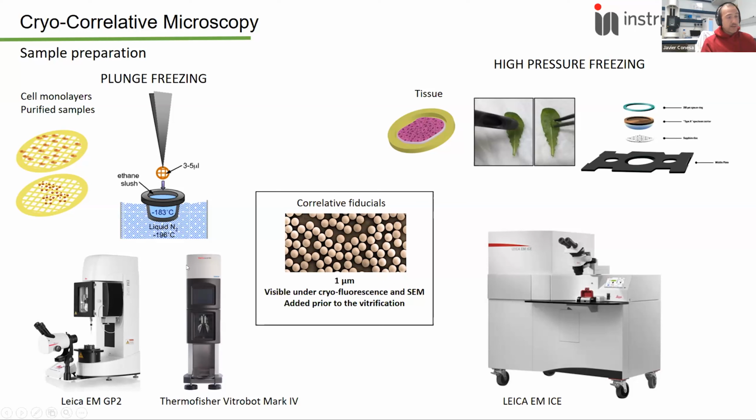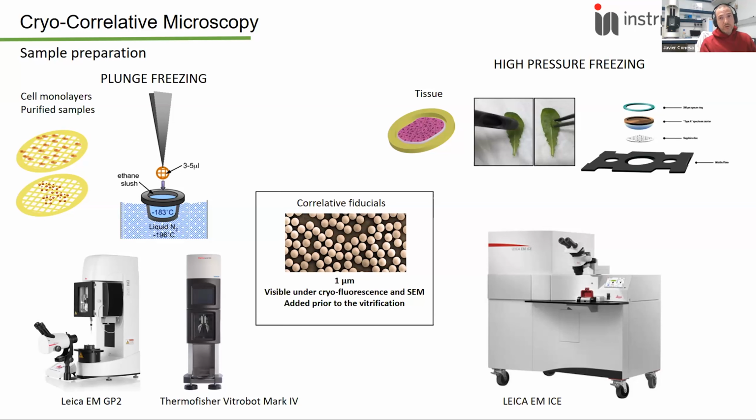One is the Leica EM GP2 that is more devoted for cell preparation. And then we have also the Thermo Fisher Vitrobot Mark IV. Also to notice in this step is that we are using correlative fiducials that are beads of 1 micron diameter with an iron oxide core and covered by a biocompatible layer that is emitting autofluorescence. So they are fiducials that we can follow in between the different imaging modalities.